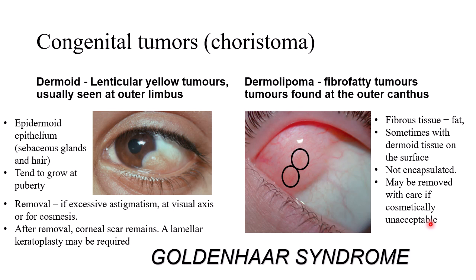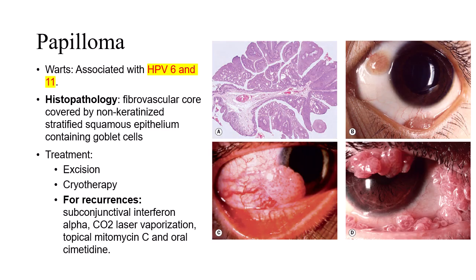Always remember to differentiate dermolipoma from normal orbital fat prolapse, which is seen in older people. So you have to always compare the two sides, ask the patient to look down, notice the superolateral quadrant of the globe and see whether it is the same on both sides. So you have to differentiate it from orbital fat. Dermoids and dermolipomas are commonly seen in Goldenhar syndrome.